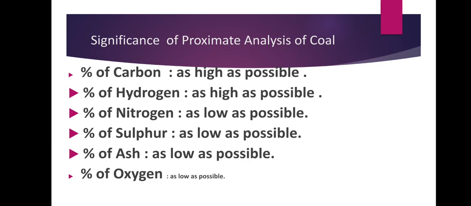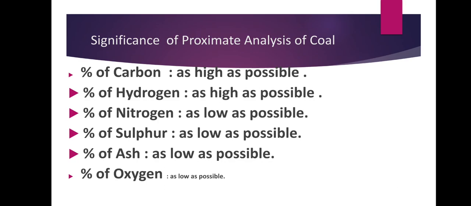Next we have the percentage of sulfur. Sulfur shows the same behavior, because sulfur also reacts like nitrogen and first forms the oxides of sulfur, which then react with water and cause acid rain. So in this way, both nitrogen as well as sulfur do not contribute to the calorific value and they contribute to pollution. So as a result, they should be as low as possible.